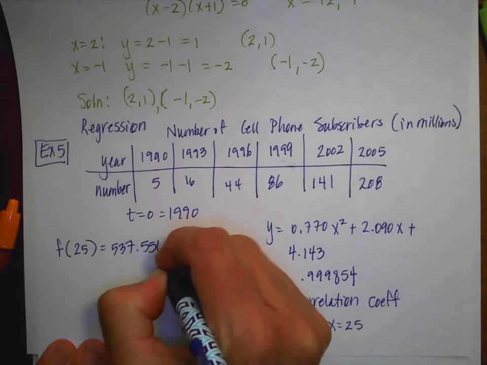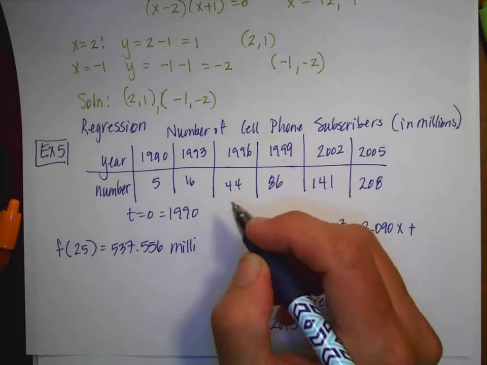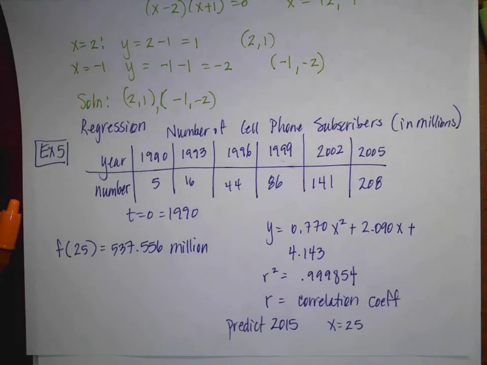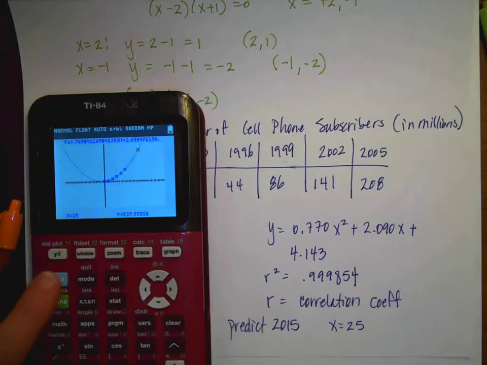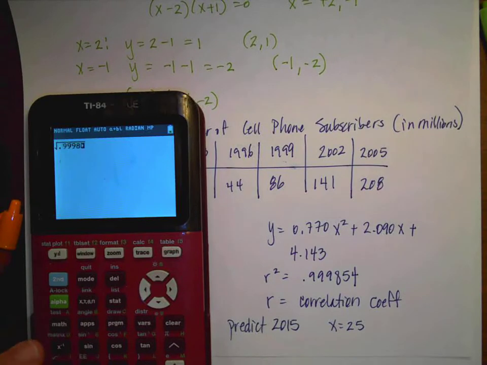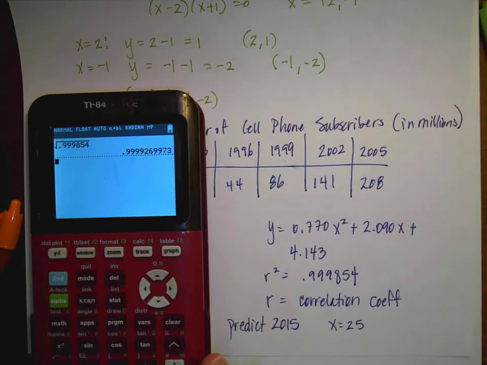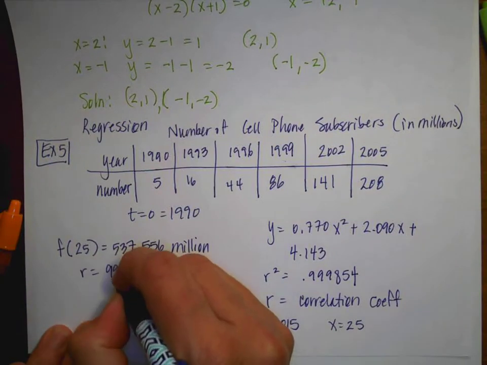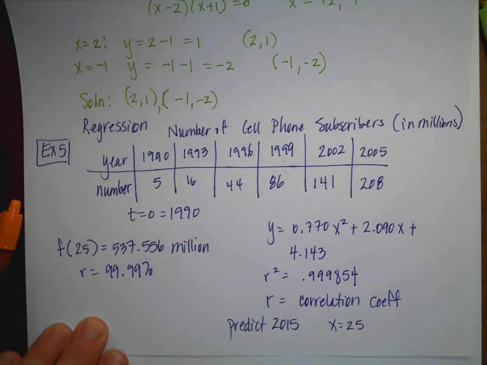So f of 25 is going to equal 537.556 million users. And then if we go ahead and find our correlation coefficient, I'm going to quit and do the square root of 0.999854, and I get that my correlation coefficient is 99.99%, so r is equal to 99.99%. My model is extremely good.